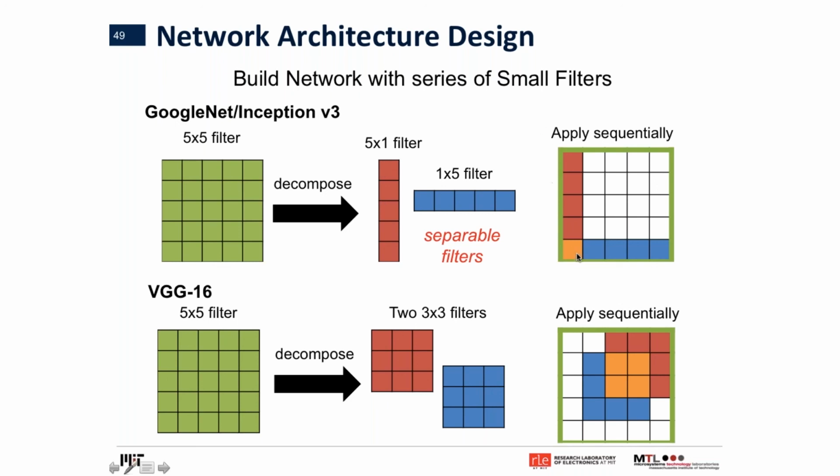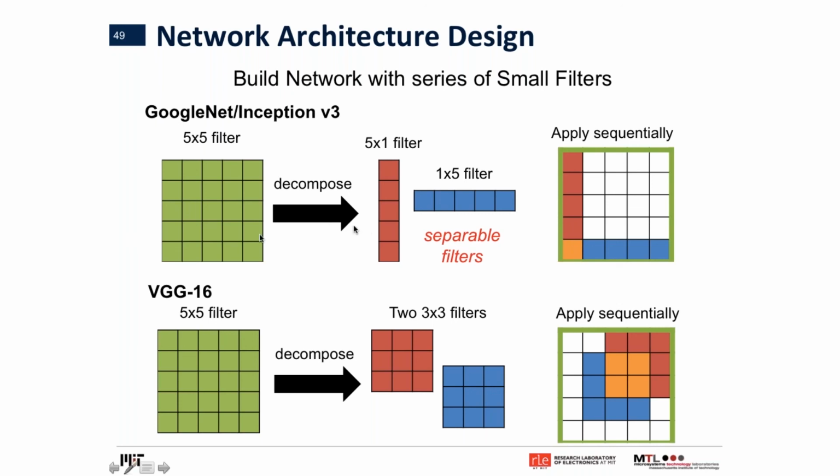The drawback is in the types of filters that you can represent, so the degrees of freedom have been reduced. Rather than being able to represent filters with 25 different weights, now you can only represent a set of filters with only 10 different weights. This is, again, used in Inception v3.